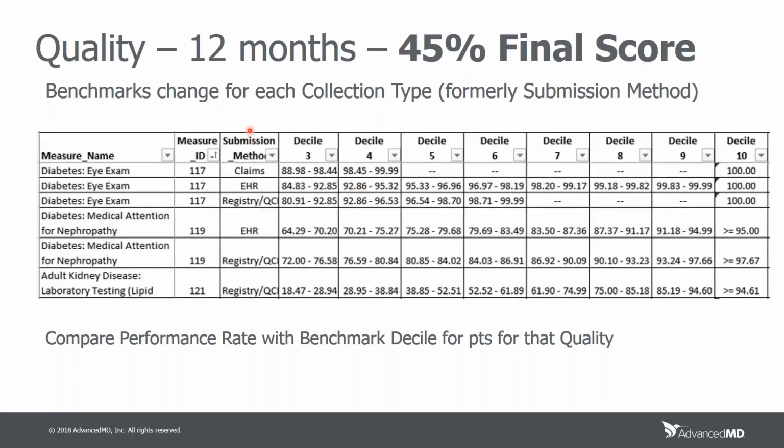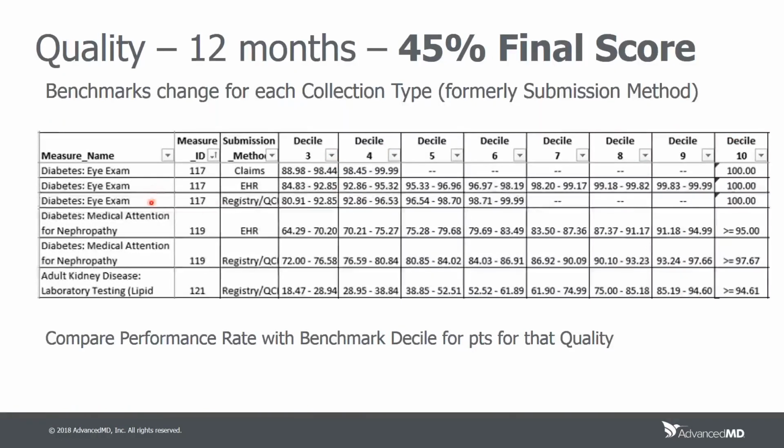I'm betting that the column that in 2018 said submission method will probably say collection type, hopefully. But sometimes those kind of changes don't happen with CMS. But you'll have a benchmark, and so then you can find the measure that you're looking for, and it will have a line for if it's available to be submitted using claims. It'll have a line that tells you, if you do this and you get this performance score, this is how many points between 3 and 10 that you'll get.